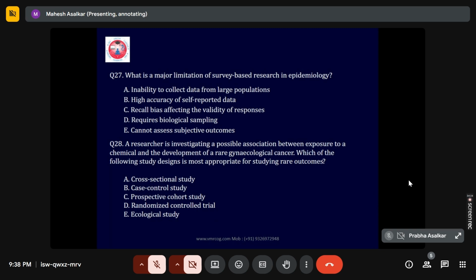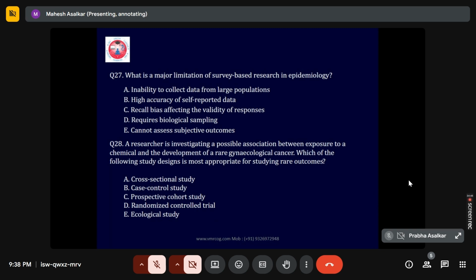So it should be prospective cohort because we are following up the outcome. If it was an exposure, then case control. No, my answer will be case control. Case control, I think. If the outcome is rare, then it is a case control. If the exposure is rare, then it is a prospective cohort study.